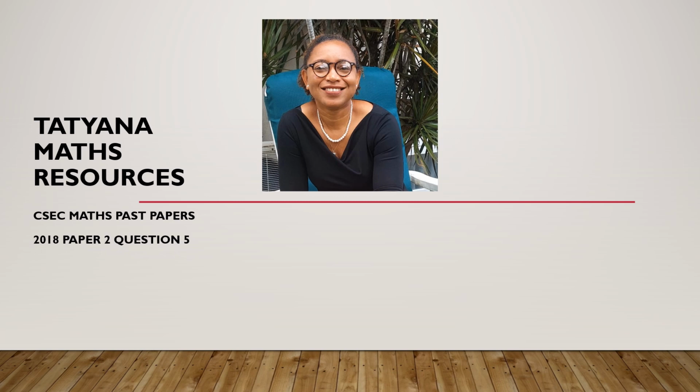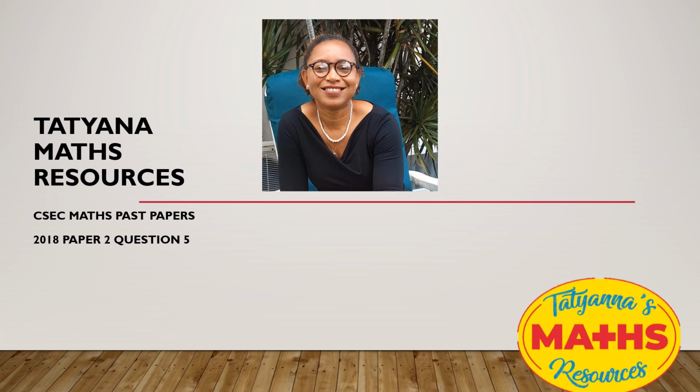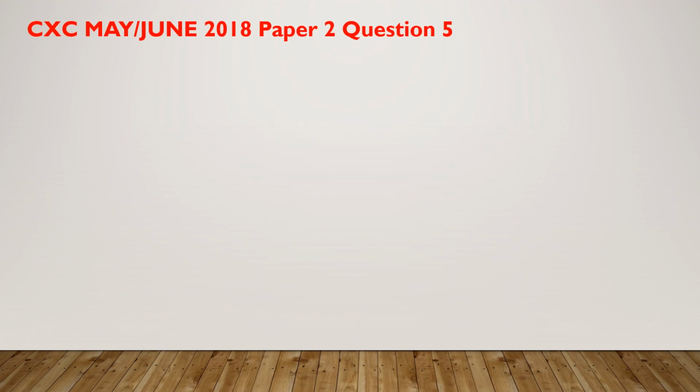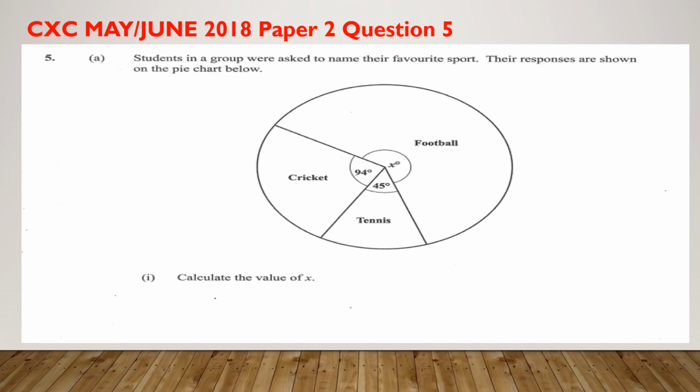We're looking at a CSEC past paper 2018, question 5. Students in a group were asked to name their favorite sport. Their responses are shown on the pie chart below. Calculate the value of x.